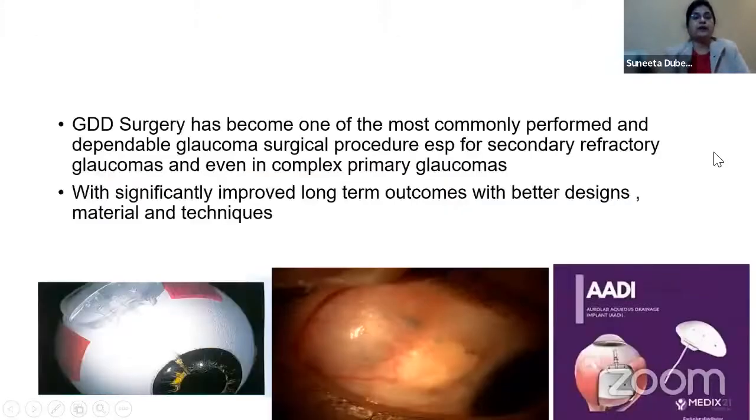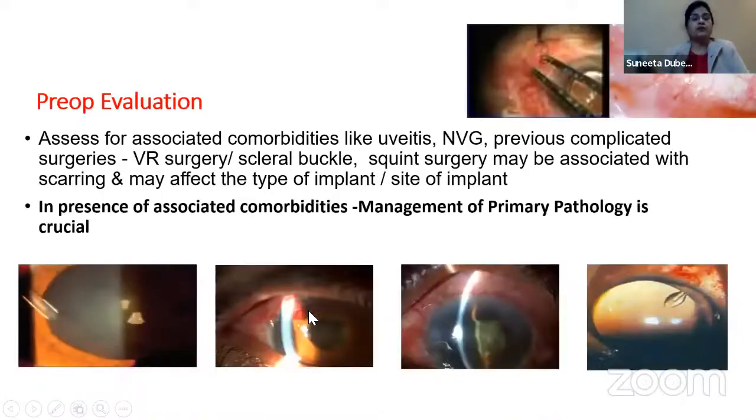As you know, glaucoma drainage device surgery has become one of the most commonly performed and dependable glaucoma surgical procedures, especially for secondary refractory glaucomas and even in some complex primary glaucomas, with significantly improved long-term outcomes with better designs, material, and technique. A thorough pre-operative evaluation is a must, and meticulous planning for surgery is a must before going in for glaucoma drainage device surgery.